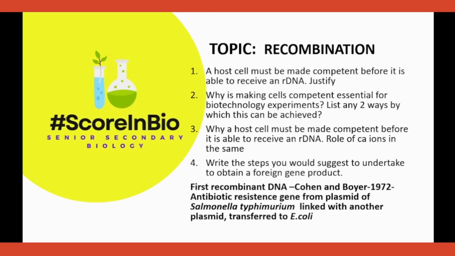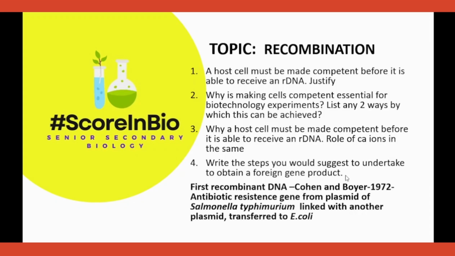Clear? Okay. Then the next question is the same thing, another way it is asked. List any two ways of achieving this. You are just explaining the procedure. Why a host cell must be made competent before it is able to receive rDNA. Same thing. Role of calcium ions: it increases the permeability of the cell wall. Right. The steps that you would suggest to undertake to obtain a foreign gene product.